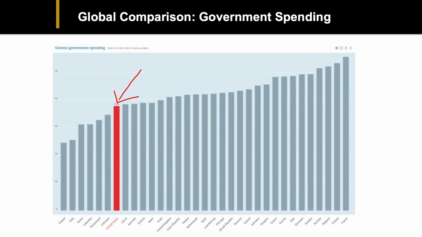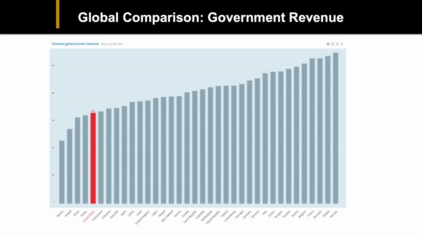And if you take some time and look at this, you'll see some of these countries have chosen to spend a far larger share of GDP in the government sector. France and Ireland and some of these other countries.